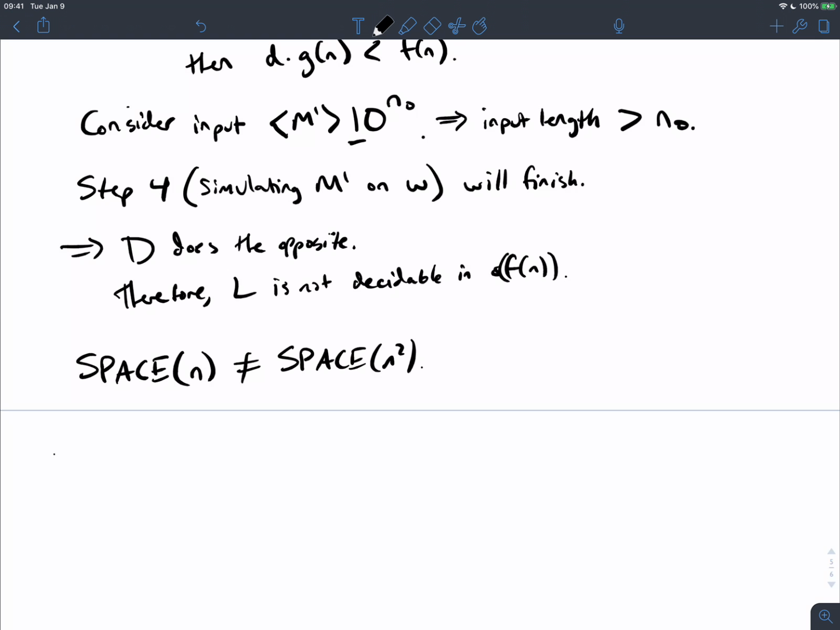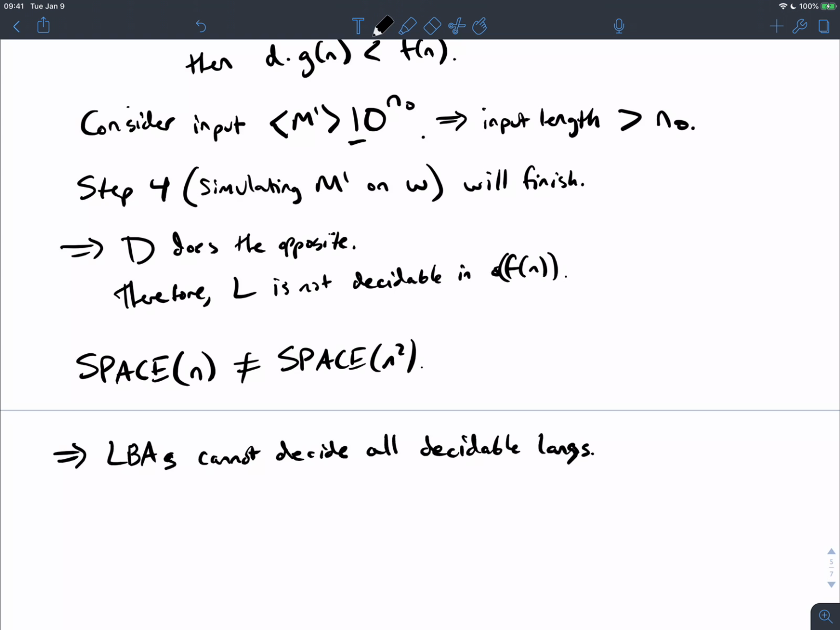So this tells us that LBAs cannot decide all decidable languages. So that actually is a restriction for LBAs.